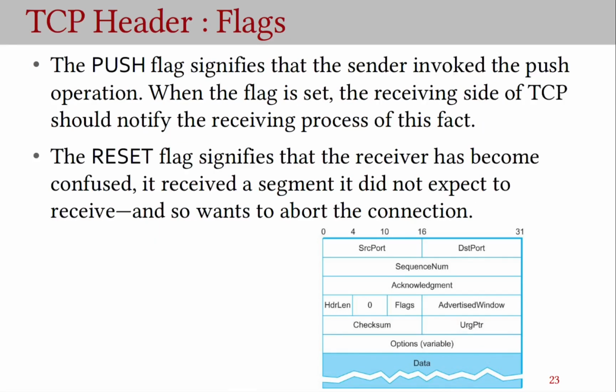When the sender wishes to push some data to the receiver, it will set this push flag. The effect of setting this flag is that the receiving side of the TCP connection will then notify the receiving process that it has received some data. And lastly, this reset flag signifies that the receiver has become confused because it received a segment that it was not expecting. Setting this flag indicates that it wants to abort the connection.